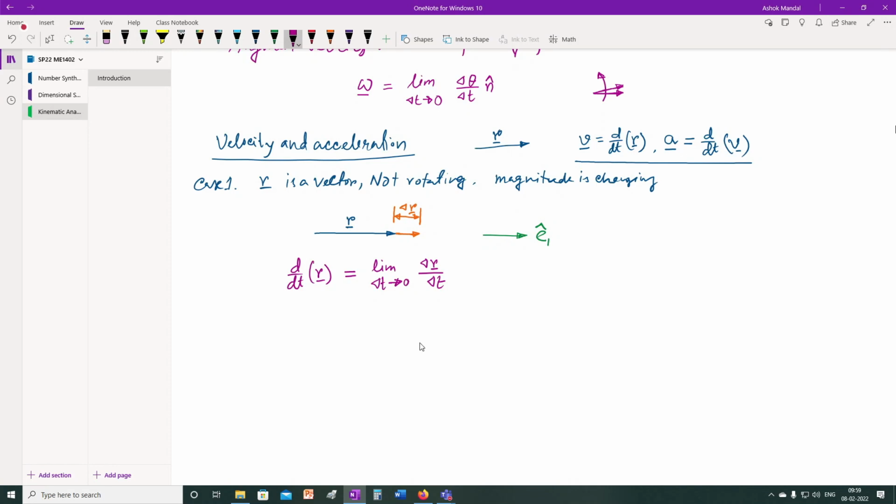And now one thing you see is that this delta R can be written as, here I am writing, delta R is a vector, the rate of change of R. This is a vector. And this change, can you see in which direction this change is happening?